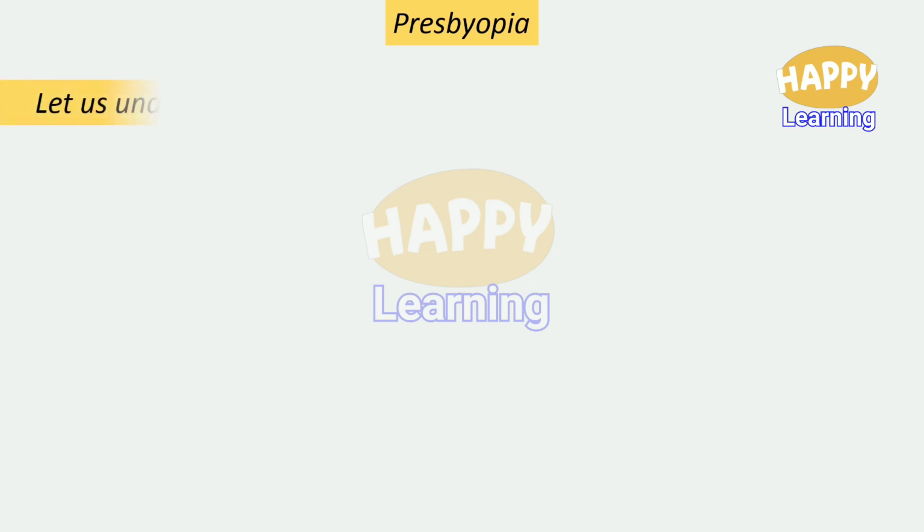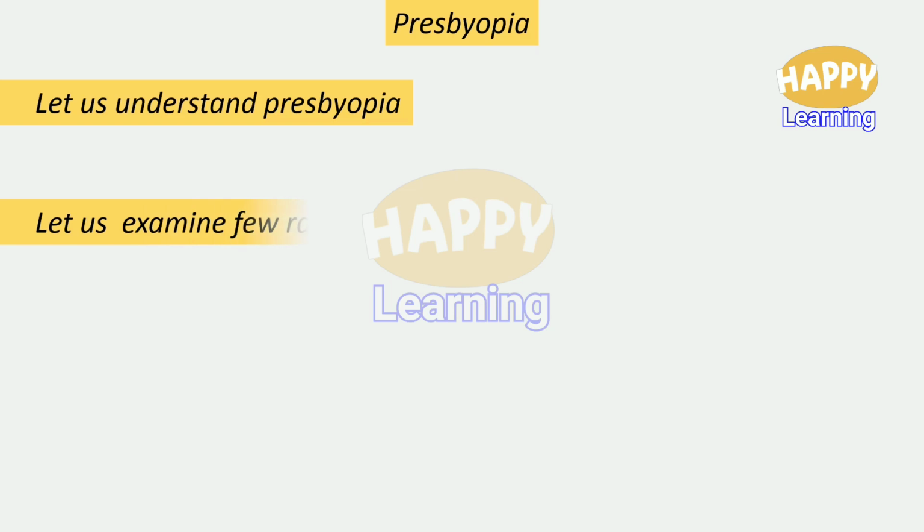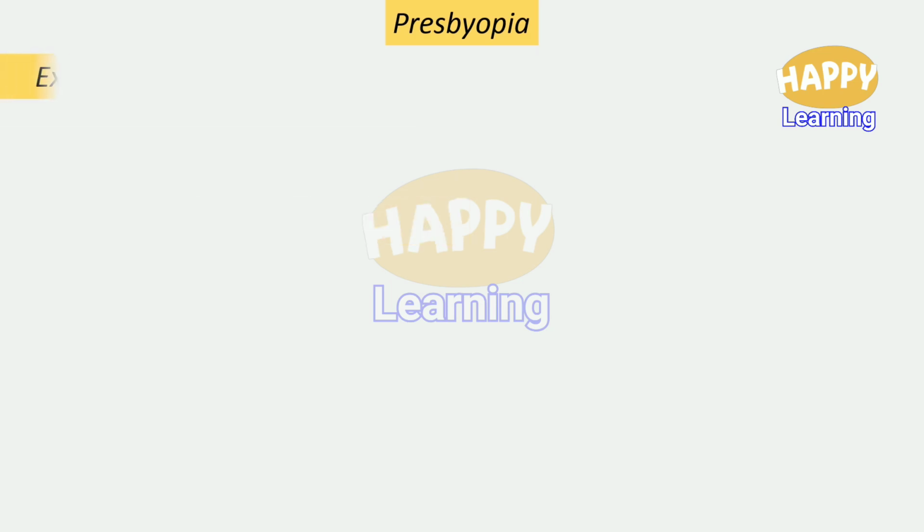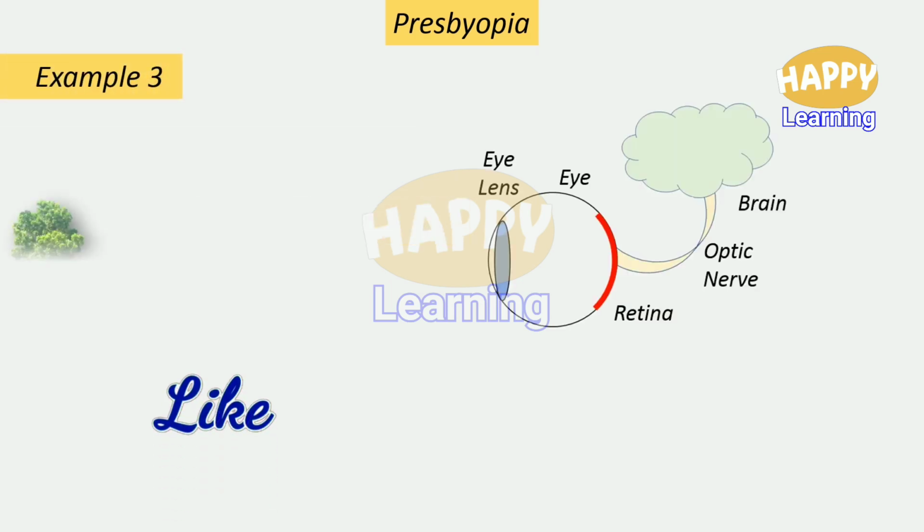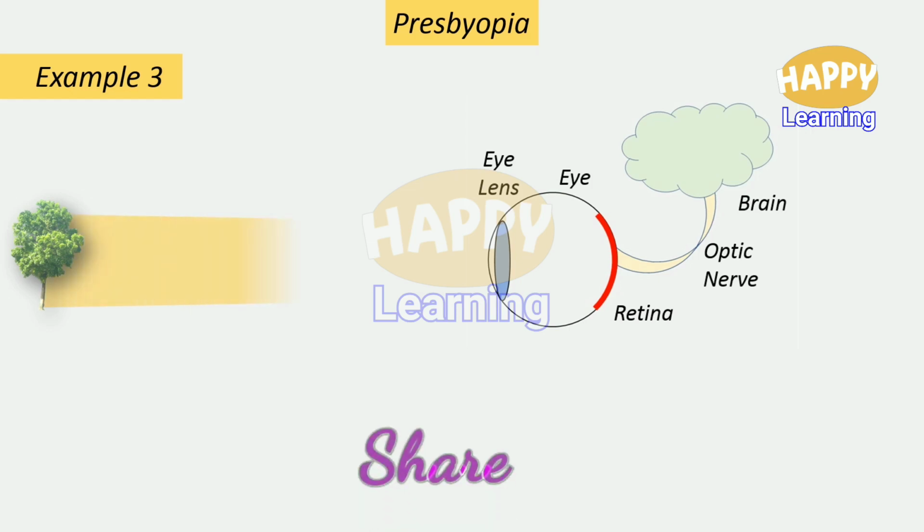Let us understand presbyopia. Let us examine a few ray diagrams. Example 3. This is an eye. There is an object at longer distances.